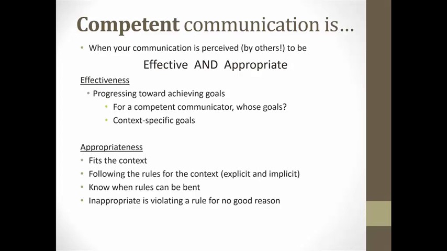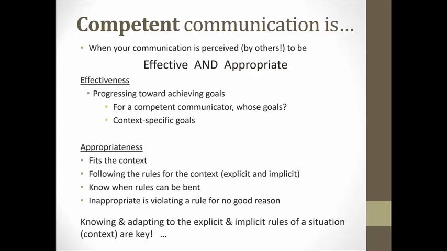So, for instance, I had a student one semester who was giving a speech and started off their speech using the word "bitch" multiple times. Yes, he caught the audience's attention and managed to offend half the class in the process. So be really aware of where those rules lie. And honestly, if you take a step back and you think about basic social expectations, you can start to articulate those rules. And it gets pretty interesting to think about why we have the social rules that we do. So knowing and adapting to the explicit and implicit rules of a situation, of the context, is a key piece of being a competent communicator.